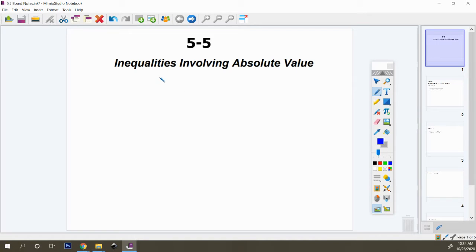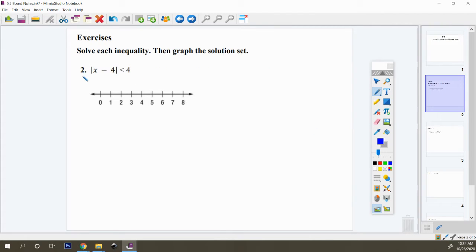Inequalities involving absolute value. This is going to be really, really similar to what we did yesterday. But you see here we have an absolute value. When we had absolute values before, what we had to do was split the problem in two and solve each one individually. And that's what we're going to do here. But just like yesterday, some of them are going to be ands and some of them are going to be ors. We need some way to tell if it's an and or an or, and that's going to be my symbol.